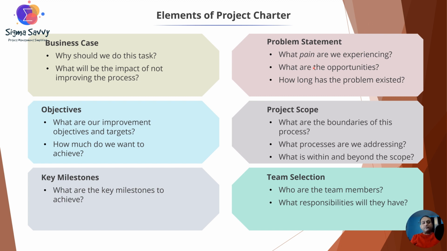What are the pains we are experiencing? This is where you describe the current situation and the negative effects of the problem. You should use quantitative data and metrics to support your claim. For example, you may say our customer satisfaction rate has dropped by 15% in the last 6 months due to frequent delays and errors in our order processing system.